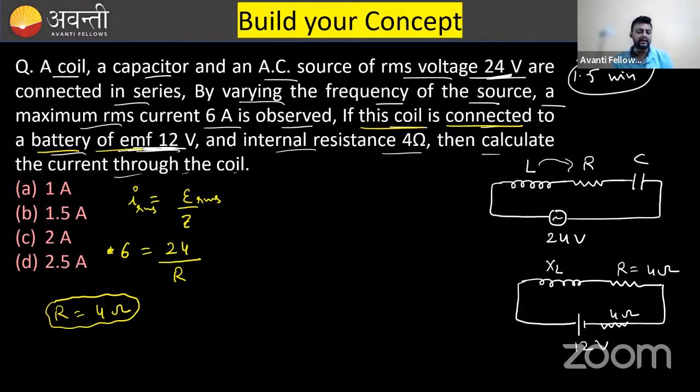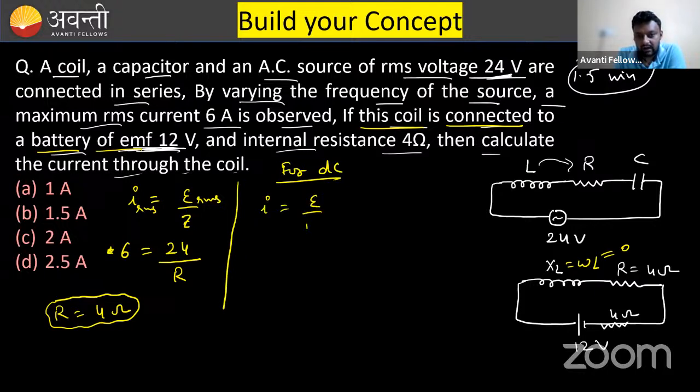Now you need to calculate the current again. For the DC circuit, you know that XL is equal to omega L, and that is going to be 0. Why 0? Because omega, the frequency for DC, is 0. That means XL will not resist the flow of current. Is this point clear? So for the DC part, I will write current is equal to EMF over R equivalent. The EMF of the battery is 12 volt.